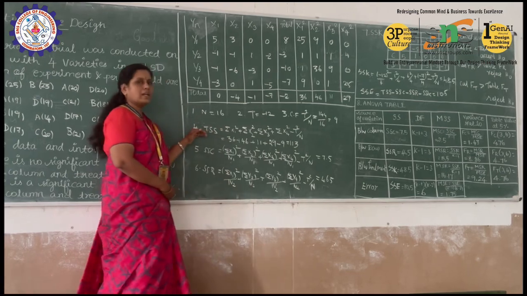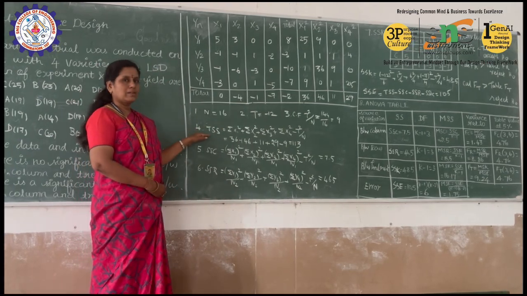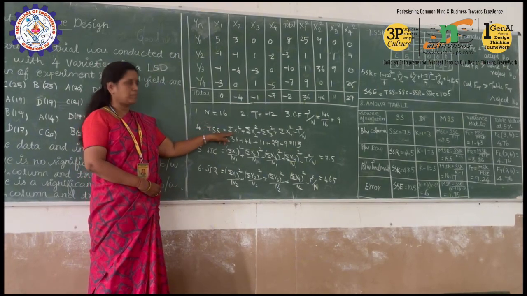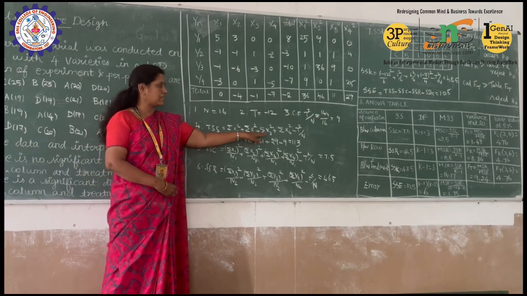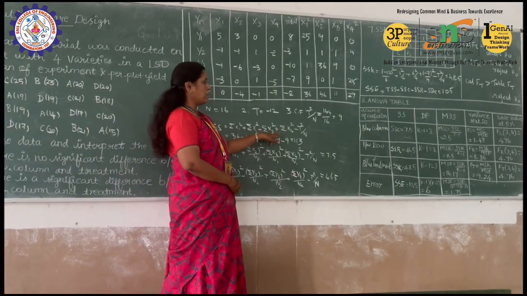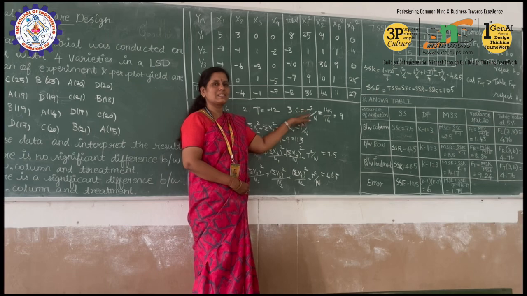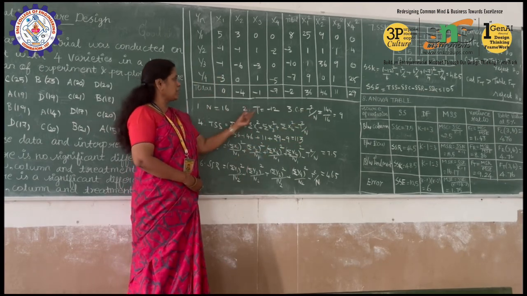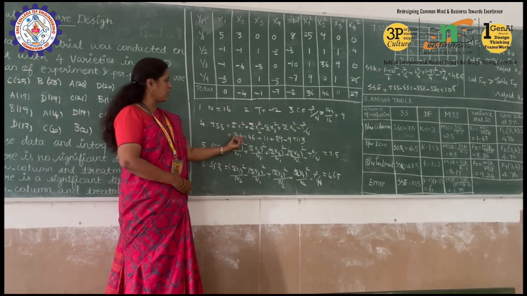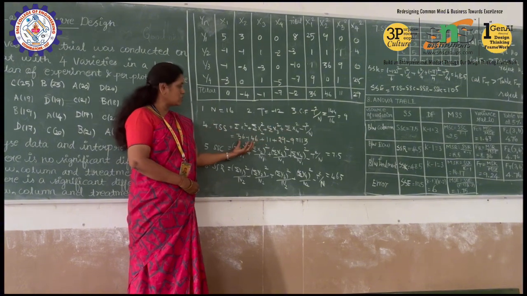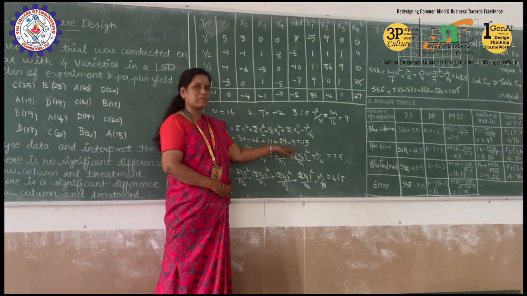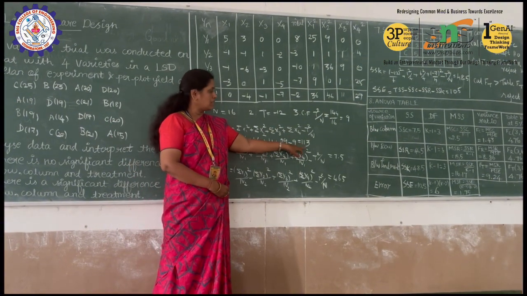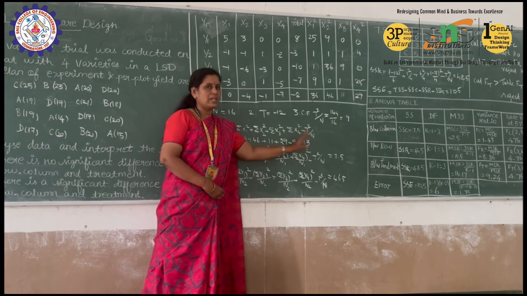Next we calculate the total sum of squares by the formula: summation of x1 square plus summation of x2 square plus summation of x3 square plus summation of x4 square, minus T square by N. Substituting the values of the summations of x1, x2, x3, x4 square here and subtracting 9, it is equal to 113 here.